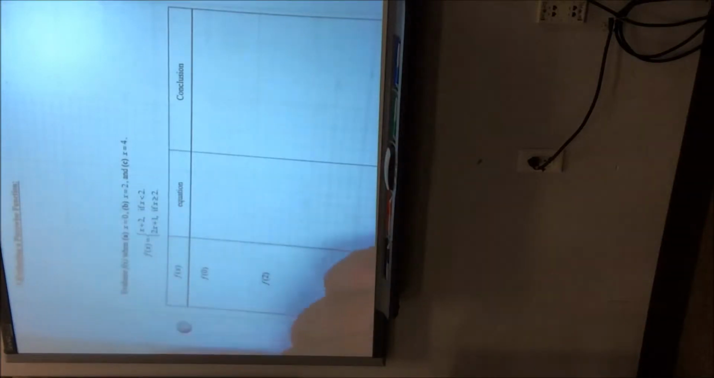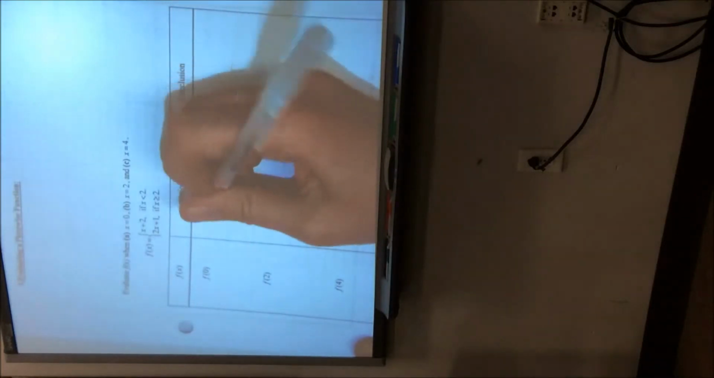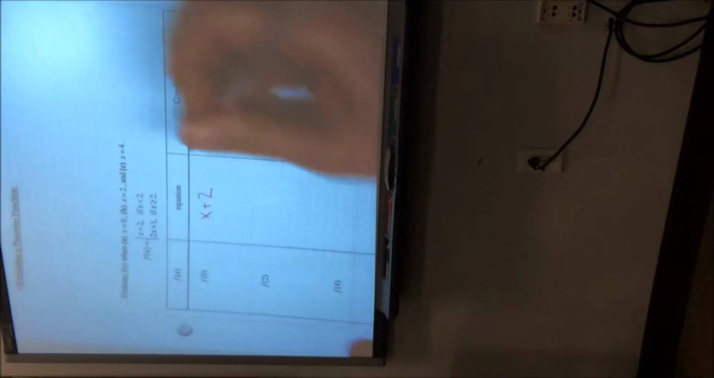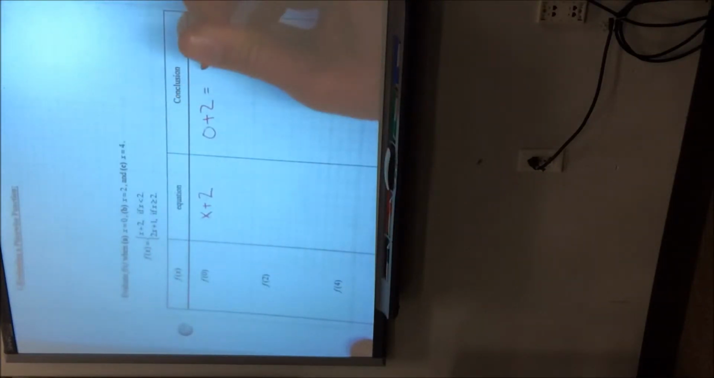Okay? So if we have x equals 0, where does that fall? Is 0 less than 2, or is it greater than 2? It's less than 2. So for f of 0, my function when x is 0, which equation would I use? X plus 2. Okay. So if I plug in 0, 0 plus 2 gives me 2. So my function when x is 0 equals 2.